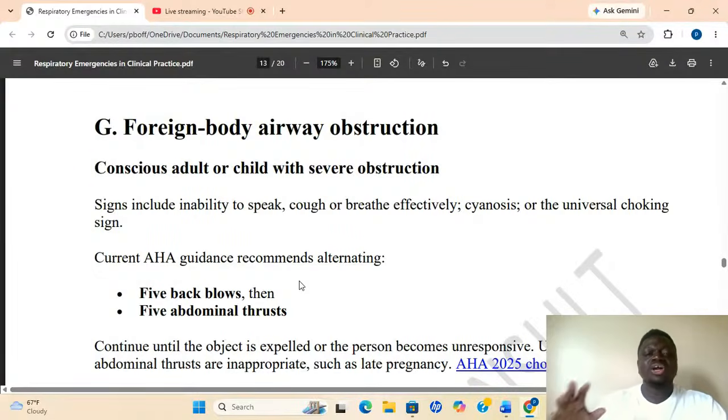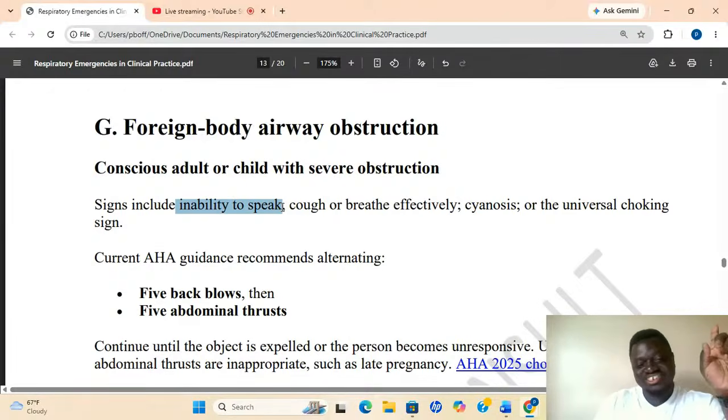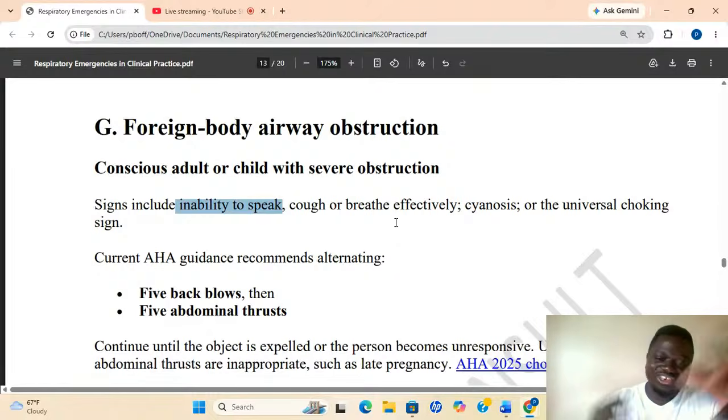Now let's look at foreign body obstruction. Children suffer this a lot. If something goes past your voice box and obstructs there, your speaking will be gone. You cough, you try to bring it out, it won't work. Breathing will be ineffective. It can be bradypnea or rapid breathing or dyspnea. Cyanosis, central or peripheral.